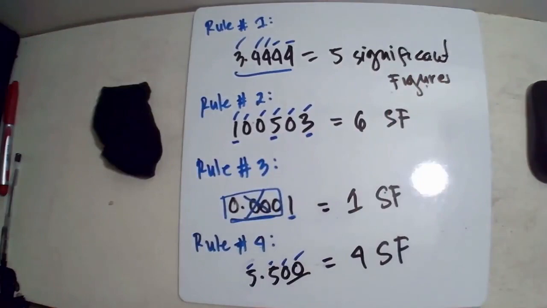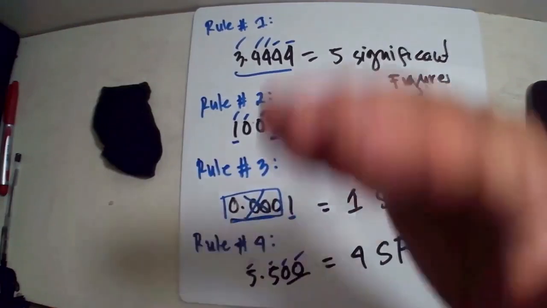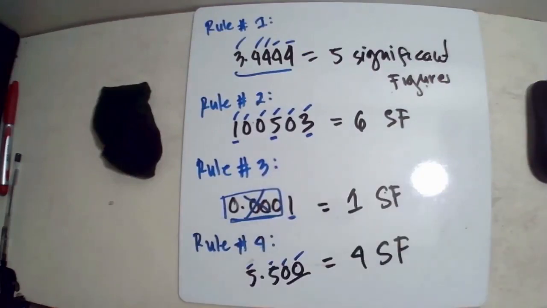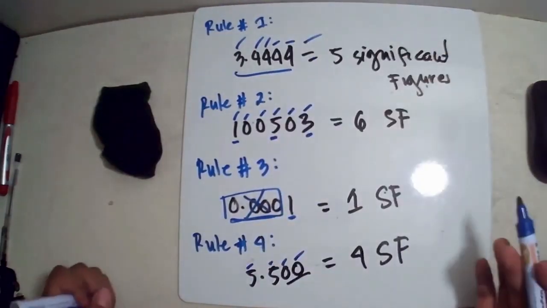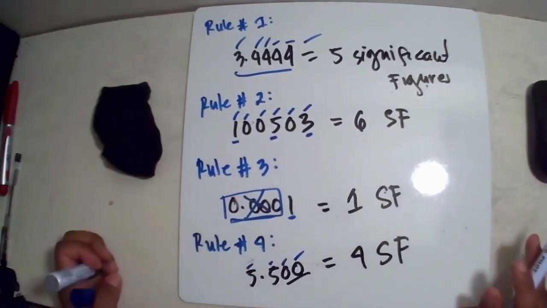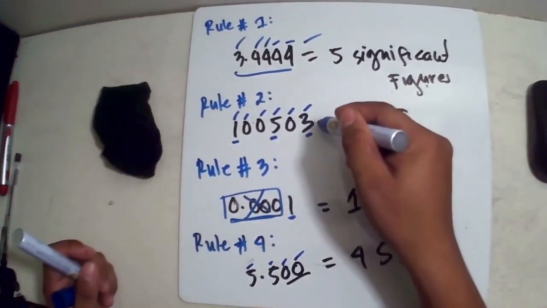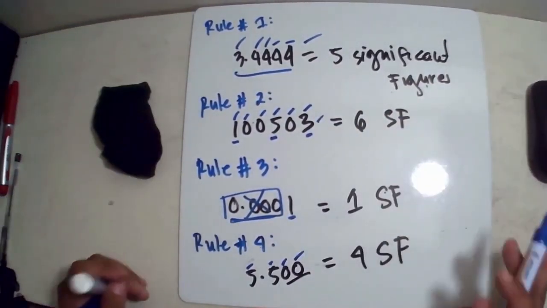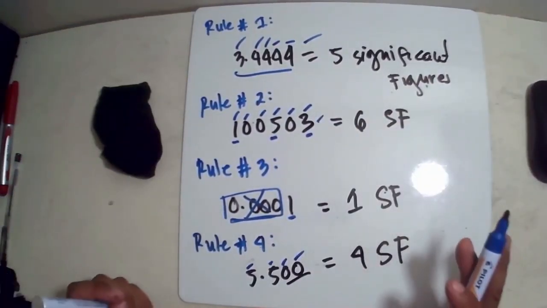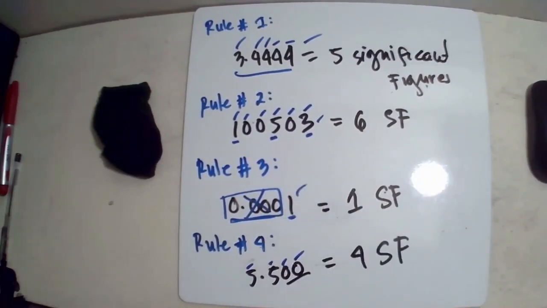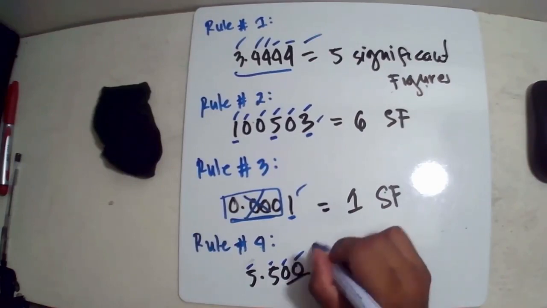And this is the explanation, or a closer look at the significant figures. For rule number 1, all non-zero digits are significant. Rule number 2, all zeros between non-zero digits can also be considered significant. Rule number 3, zeros before a non-zero digit are not significant. And rule number 4, zeros after, or to the right of, a non-zero digit are significant.